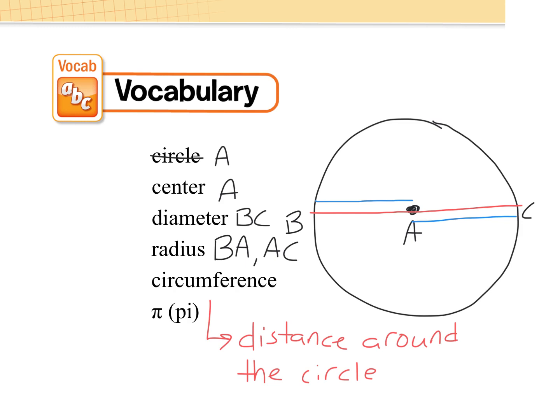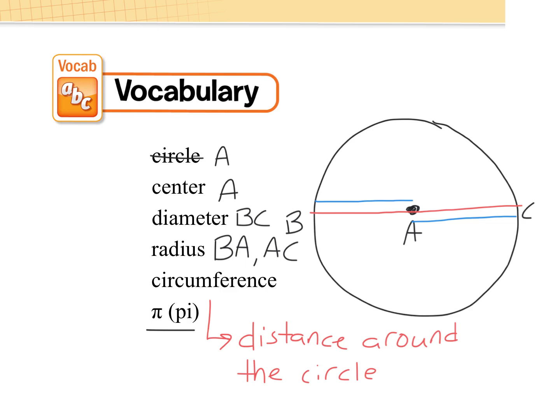Okay, and then pi, what about pi? 3.14, okay, what does that mean? Why do we use pi? Because it never ends, and we don't have any other side lengths to use. So pi goes with circles. Whenever you deal with circles, you're going to be dealing with pi. Any questions about those vocab words? Biggest thing, knowing the difference between the diameter and the radius.